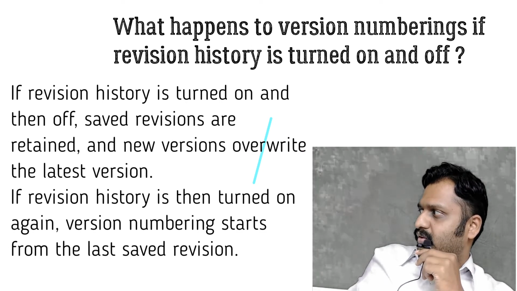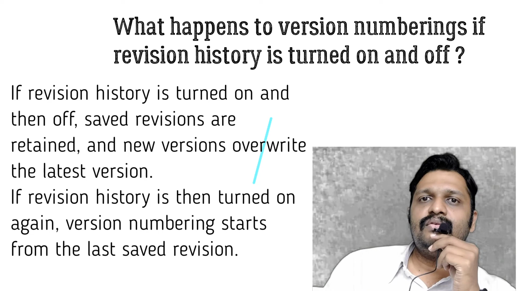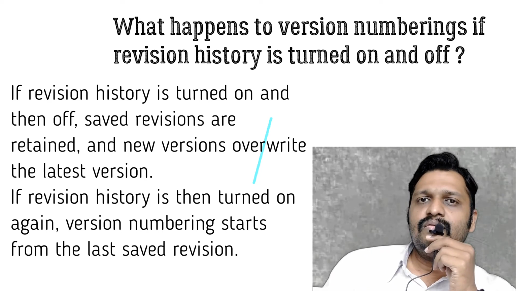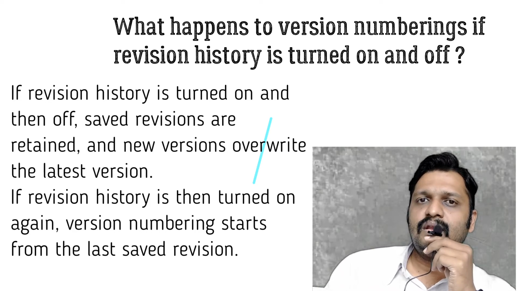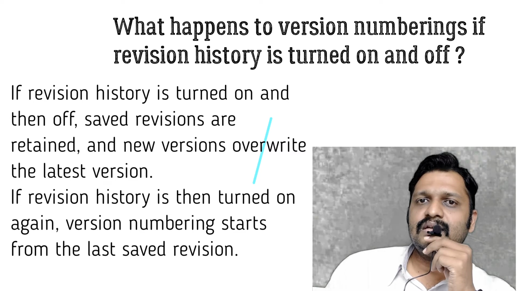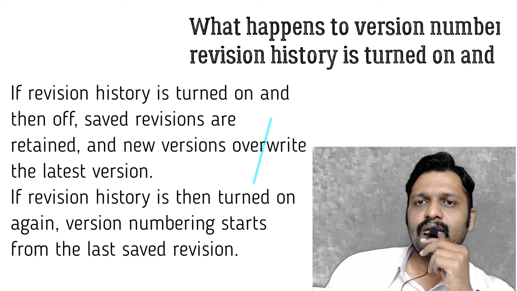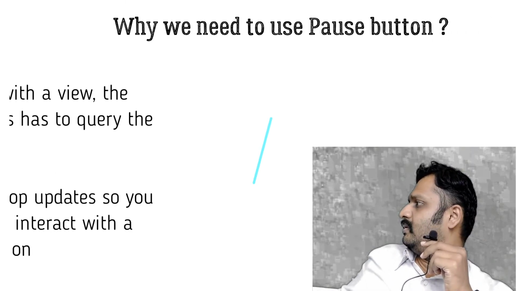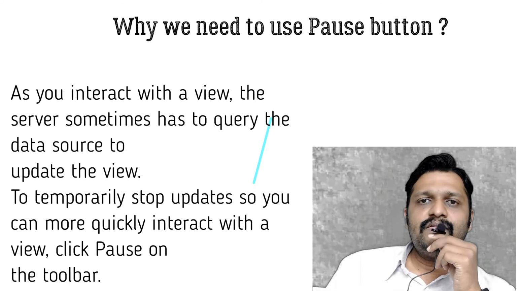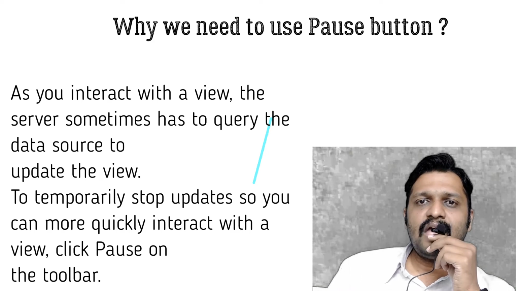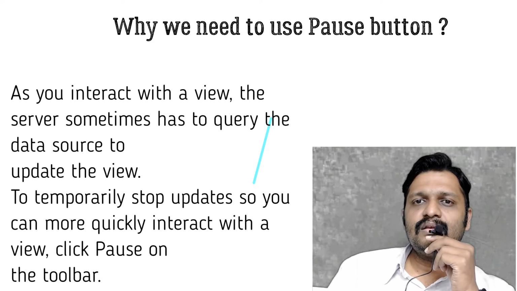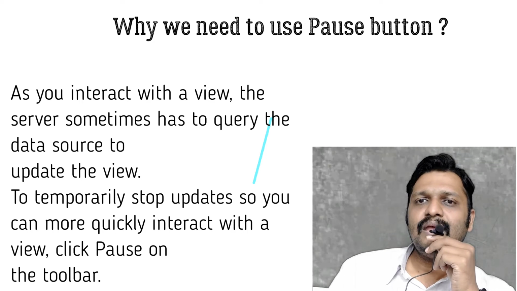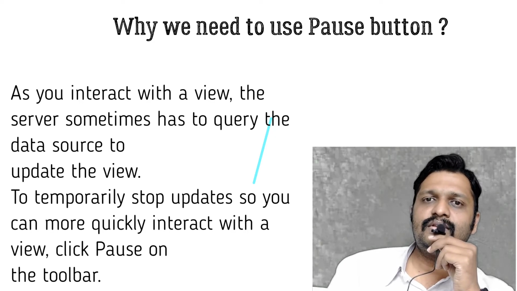Next question. What happens to version numbering if revision history is turned off and on? If revision history is turned off, saved versions are retained and new versions override the latest version. If revision history is then turned on again, version numbering starts from the latest saved version. Next question. Why do we need to use the pause button? As you interact with a view, the server sometimes has to query the data source to update the view. To temporarily stop updates so that you can more quickly interact with a view, you need to pause the updates.